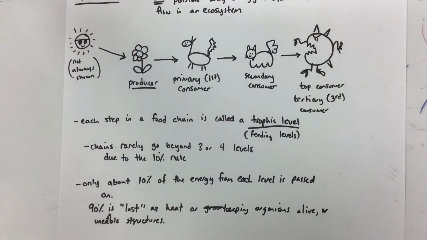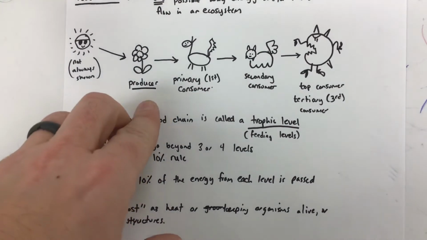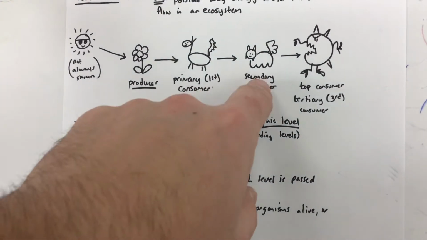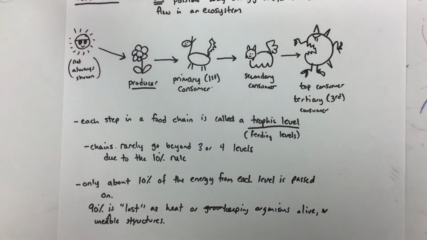So you get less and less of the organisms. So you have millions of blades of grass, hundreds of zebras, maybe 4 or 5 lions, maybe 10 tops. Right? So let's do a sample calculation.